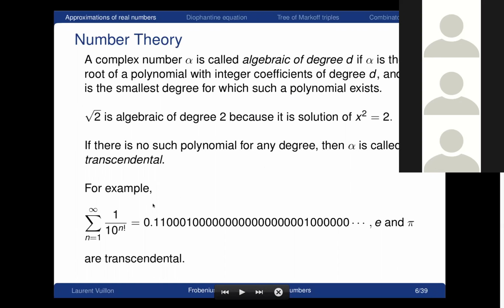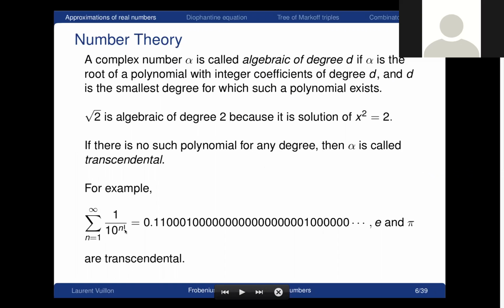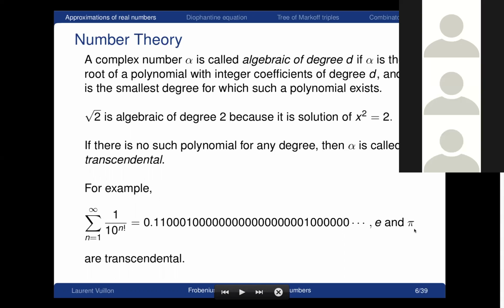And this is the first transcendental number. You define it as the sum for n equals 1 to infinity of 1 over 10 to the power n factorial. So it means that you put a 1 in factorial positions, so in positions 1, 2, 6, and so on. And this is the transcendental number. You have e and pi and many more, of course.